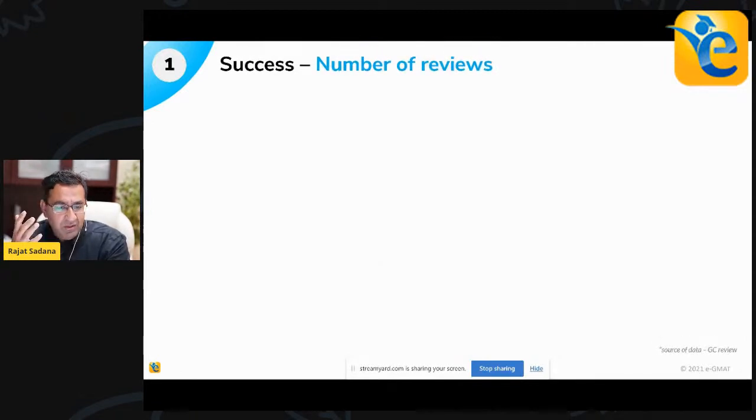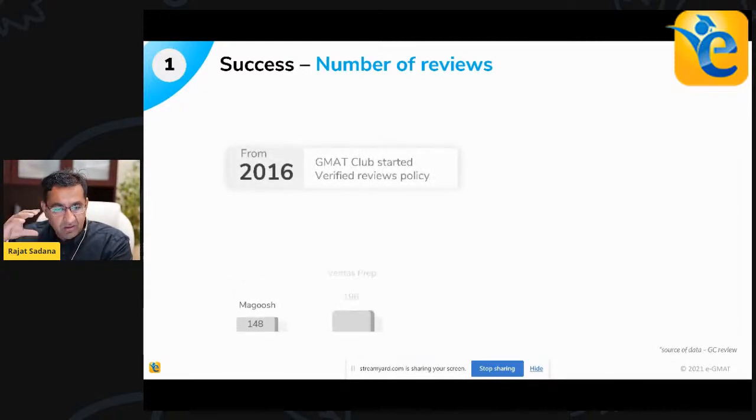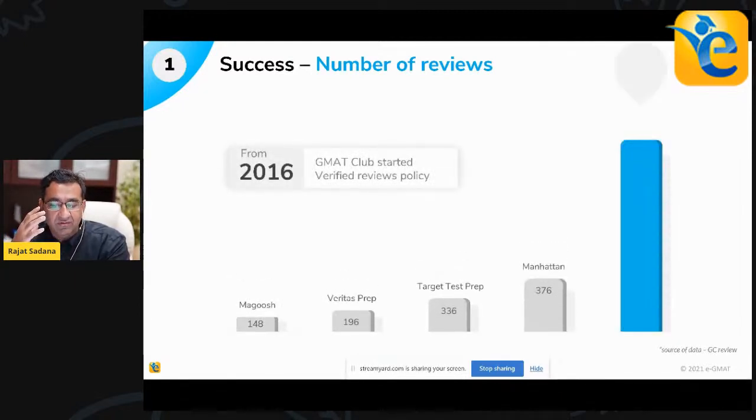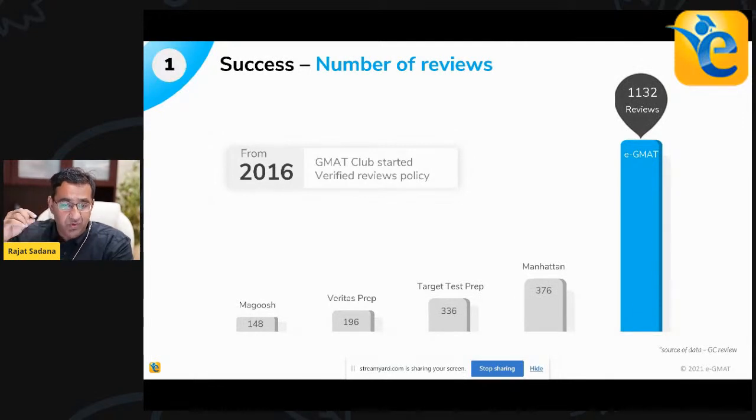Now, how do you measure success? Success in the GMAT world is always comparative. And when I talk about success, I'd like to talk about stuff from 2016. Why? Because that's when GMAT Club introduced their verified reviews policy, which means that every review that was posted in 2016 or beyond was verified either using a valid score report or a school's email address or a huge amount of activity on GC.